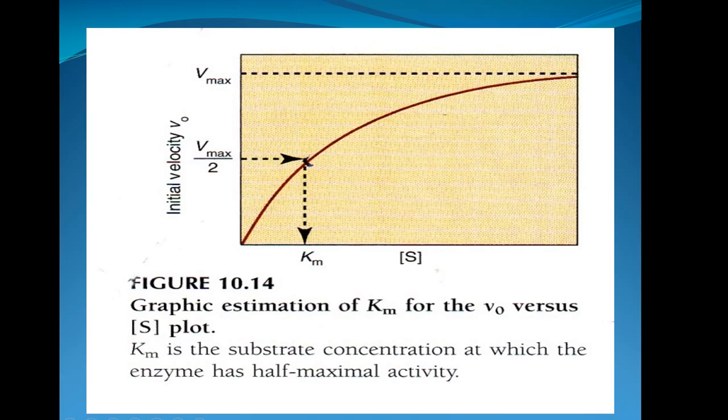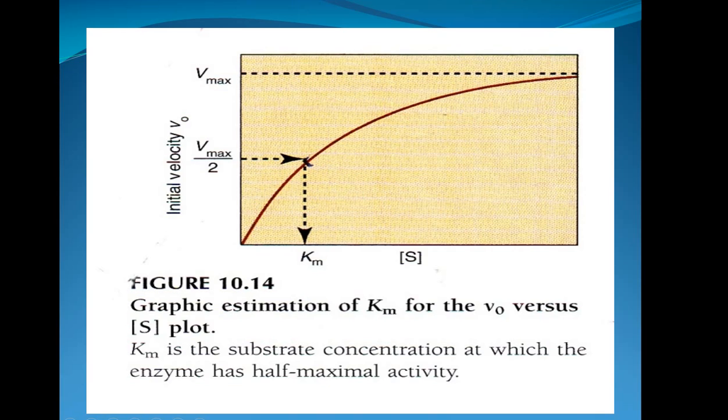This graph shows, on the x-axis, the concentration of substrate, whereas on the y-axis you have velocity. When you plot a graph between substrate concentration and initial velocity, you will get this graph. This graph can show you the effect of substrate concentration on the velocity of the reaction. So this graph represents the relation between the substrate concentration and change in the velocity.